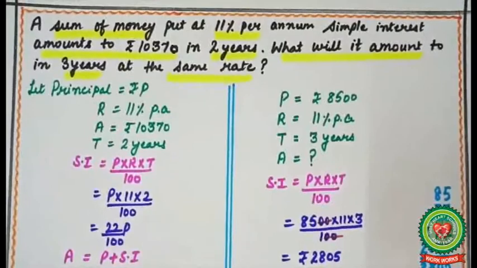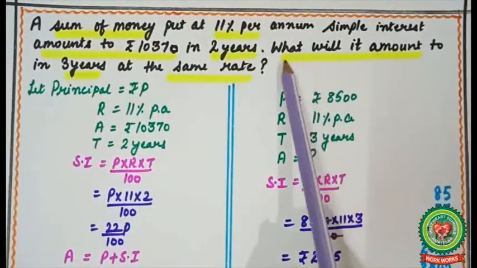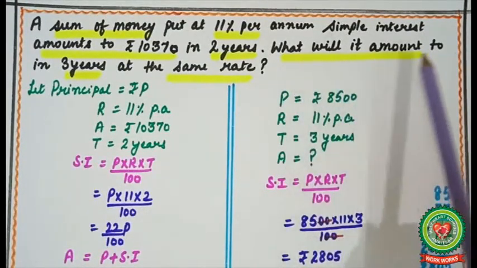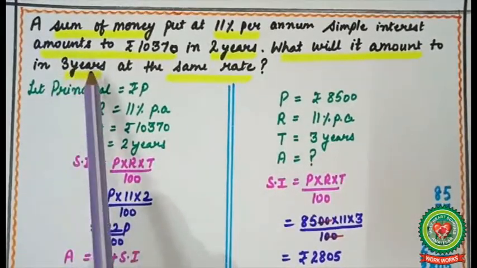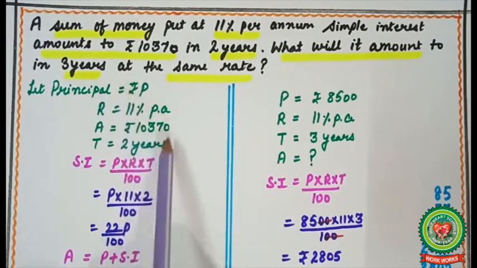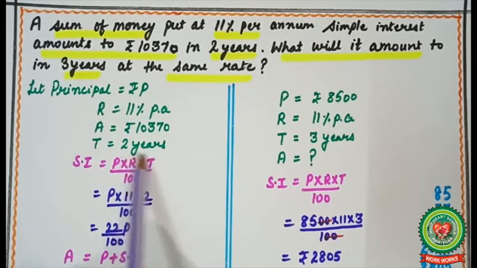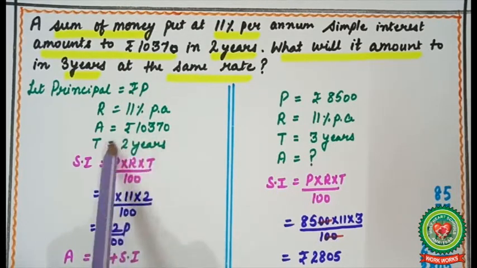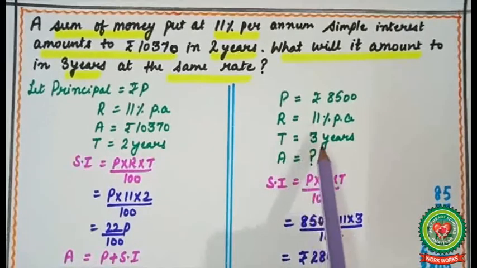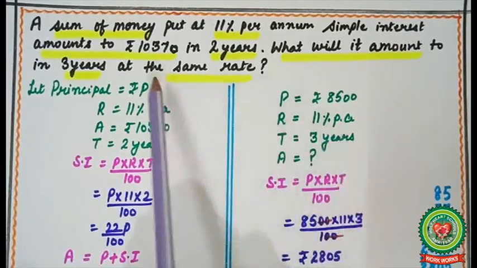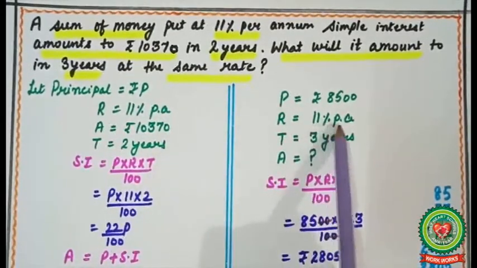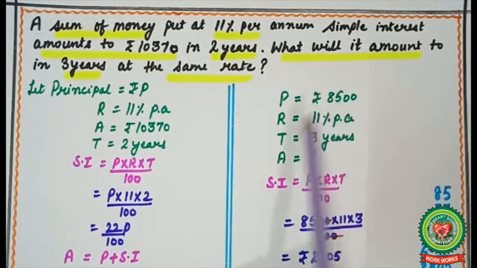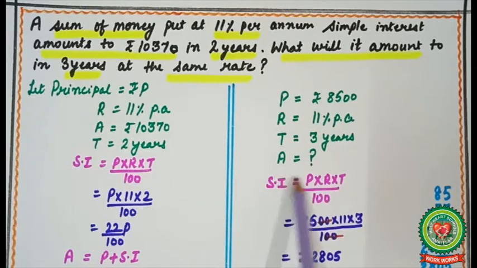Now we will again read the statement. The last line, that is, what will it amount to? That means we have to find the amount in 3 years, right? Earlier the time value given was 2 years. Now it has been changed to 3 years at the same rate, but the rate will be the same, that will be 11% per annum. Now principal we have, rate we have, time we have, we don't have amount. So we need to find amount.